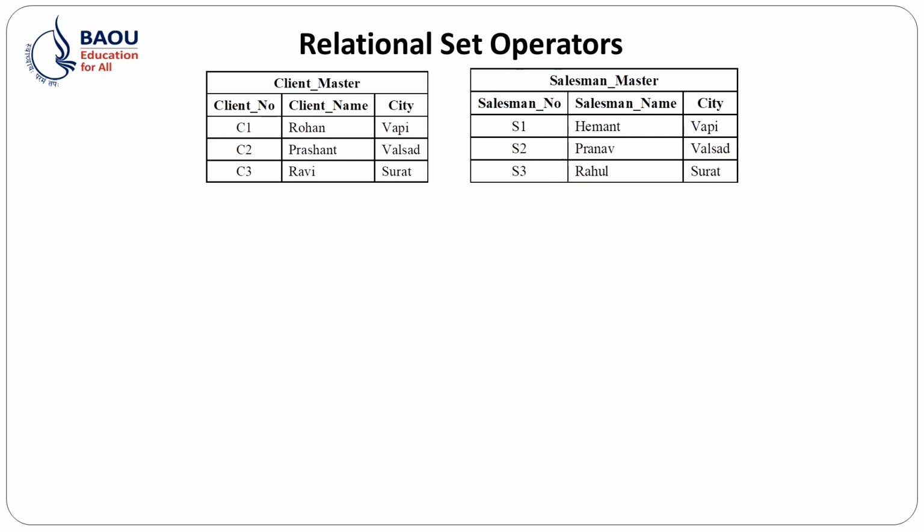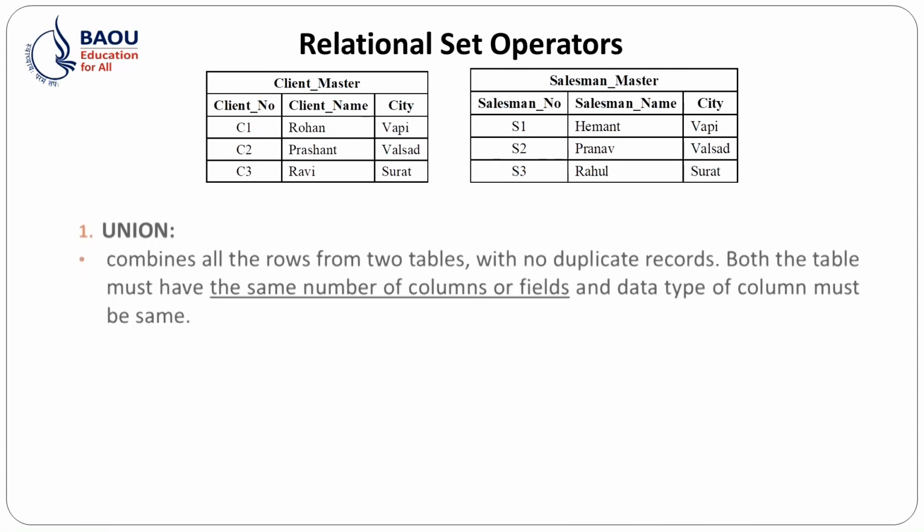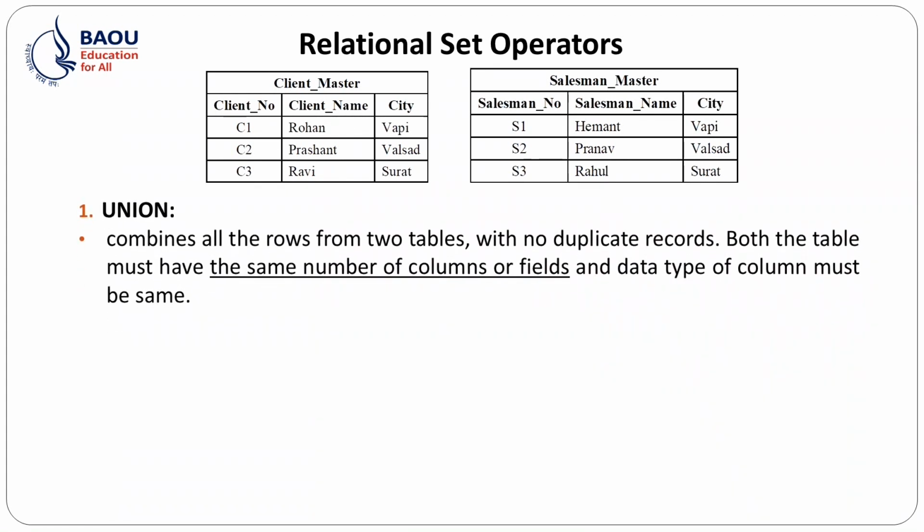Now we are going to start with the union operator. The first one is union. This operation combines all the rows from the two tables with no duplicate records. Both tables must have the same number of columns or fields, and the data types of the columns must be the same. Aggregate functions like sum, max, mean, etc. cannot be used with the union.